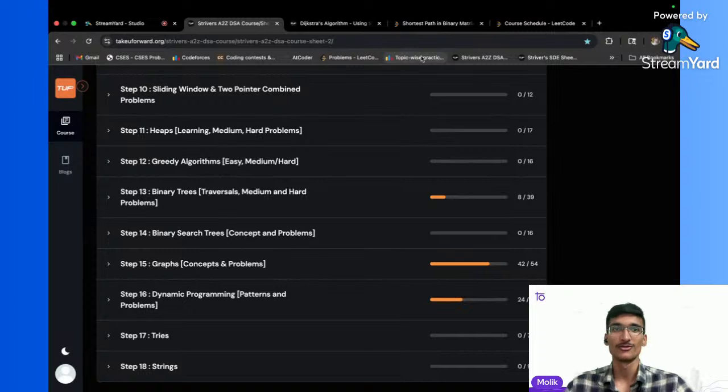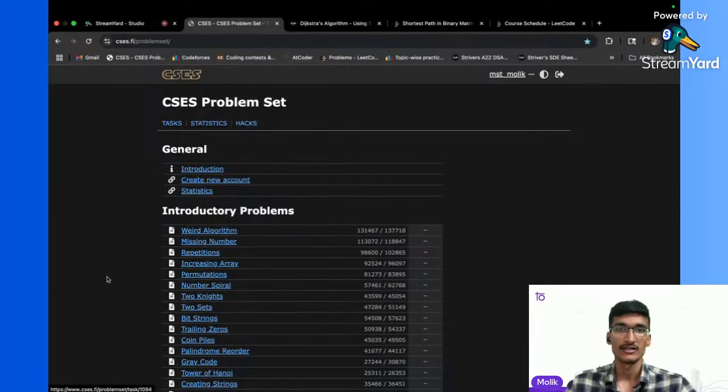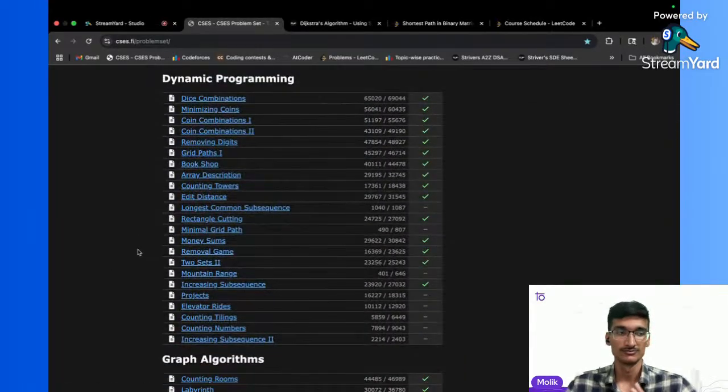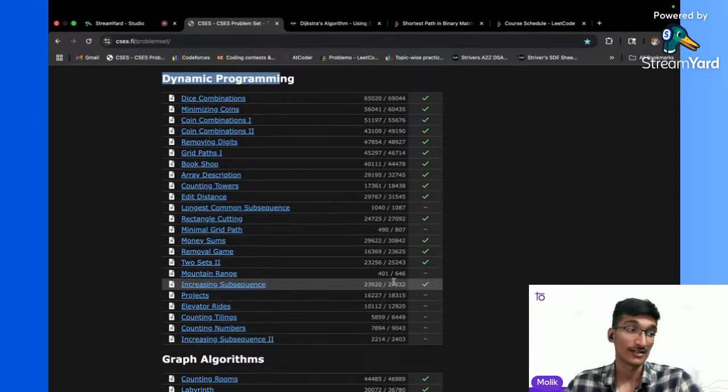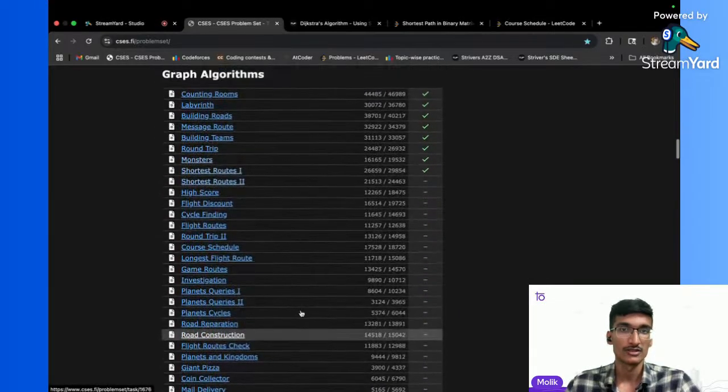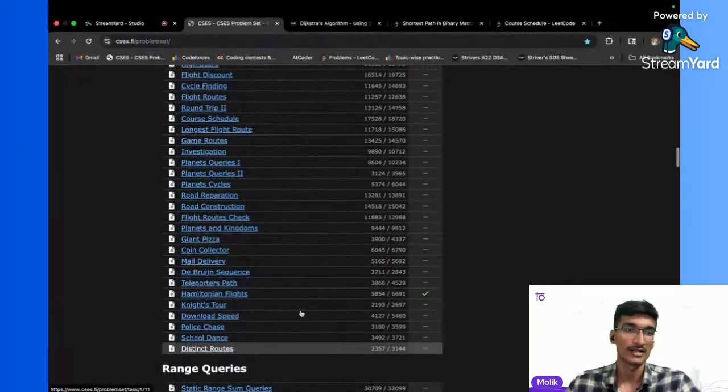And those of you who want to dive deeper into problem solving, you can also solve this CSES problem set. Dynamic programming. This is a really nice problem set. They have recently added some problems. You can also solve this graph algorithm part.